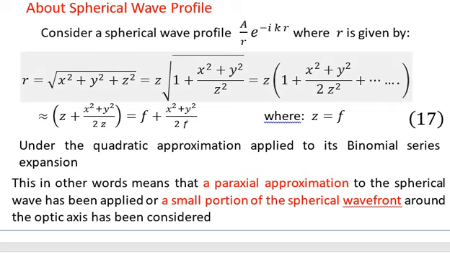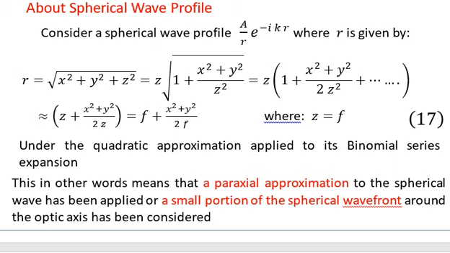And you know that this is r which appears in the profile of the spherical wave, and also in the denominator of the amplitude, that is A over r multiplied by e to the power minus iota k r. This in other words means that a paraxial approximation to the spherical wave has been applied, or a small portion of the spherical wave front around the optic axis has been considered. So you see that we are considering a small region around the optic axis, that is we are considering the region under the paraxial approximation, or the isoplanatic region.